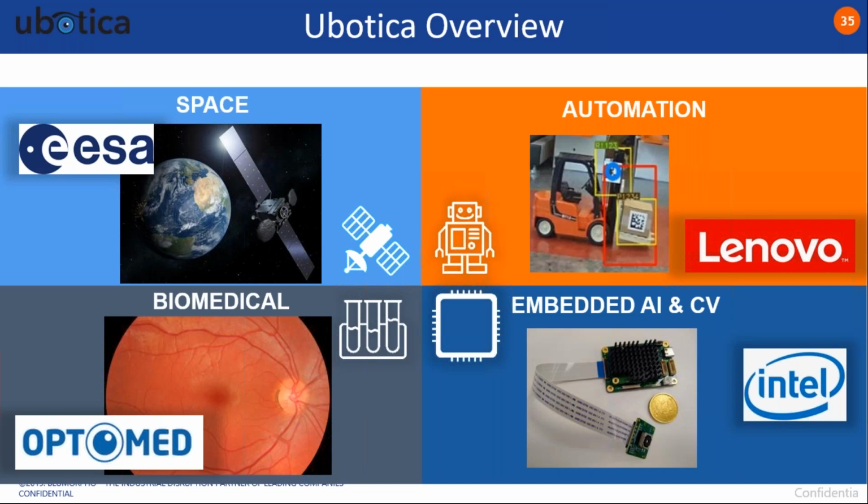So we're active in 4 different segments. In the space segment, we were working with the European Space Agency and a number of European companies involved in the space sector to deploy the Myriad 2 device, which is at the heart of the NCS1, in satellites.